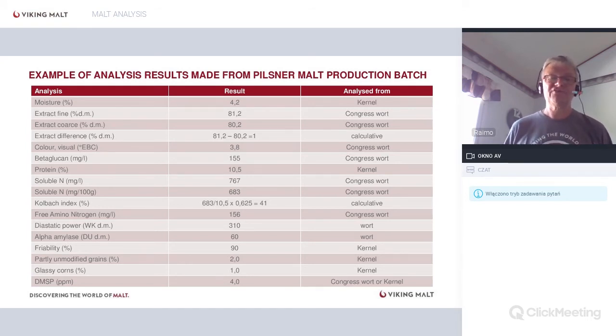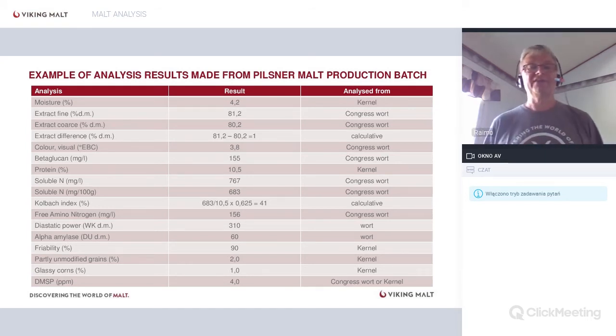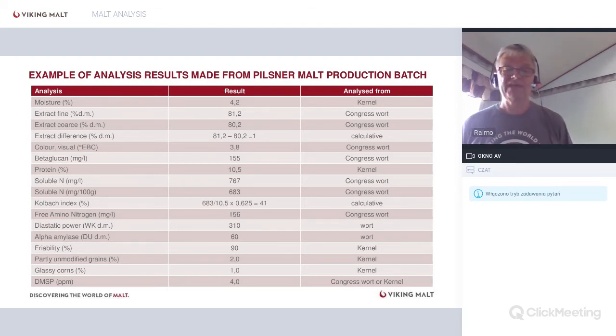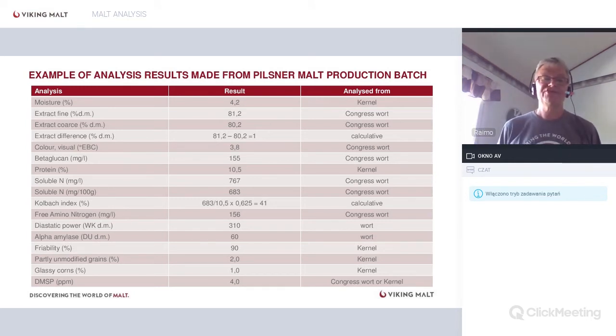And then we have the extract difference, which is the calculated value. We check the color all the time, beta glucan levels, protein is checked, soluble nitrogen checked, and then of course the Kolbach, which you can calculate, and free amino nitrogen checked. Then we have the activities, so diastatic power and alpha amylase are typically checked.